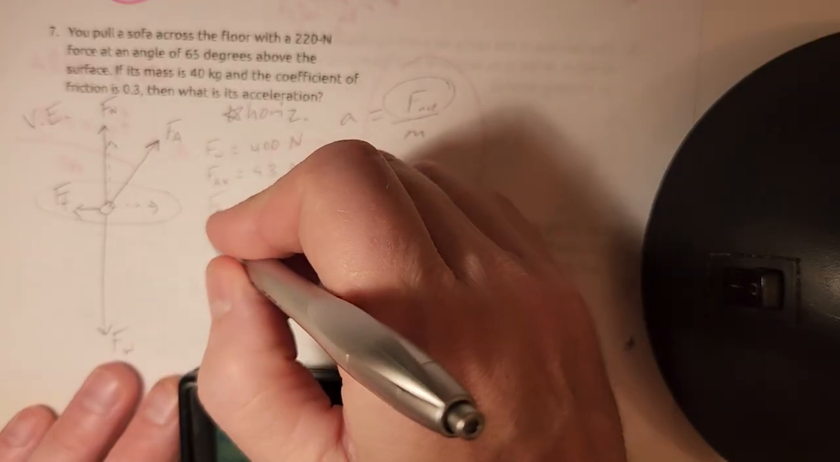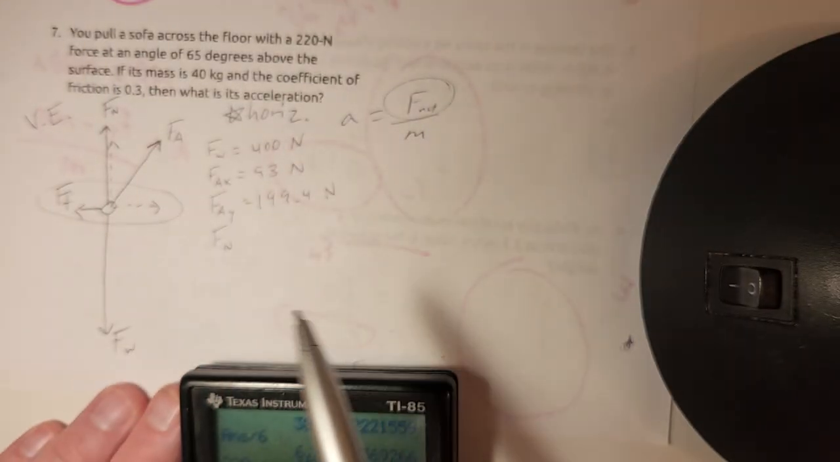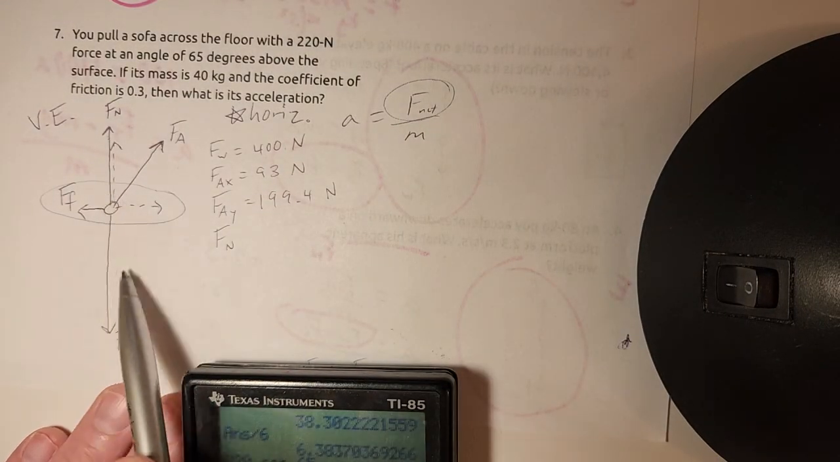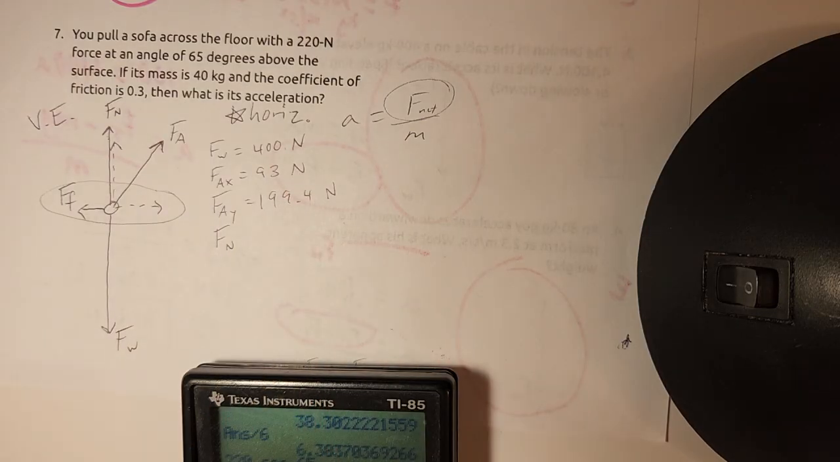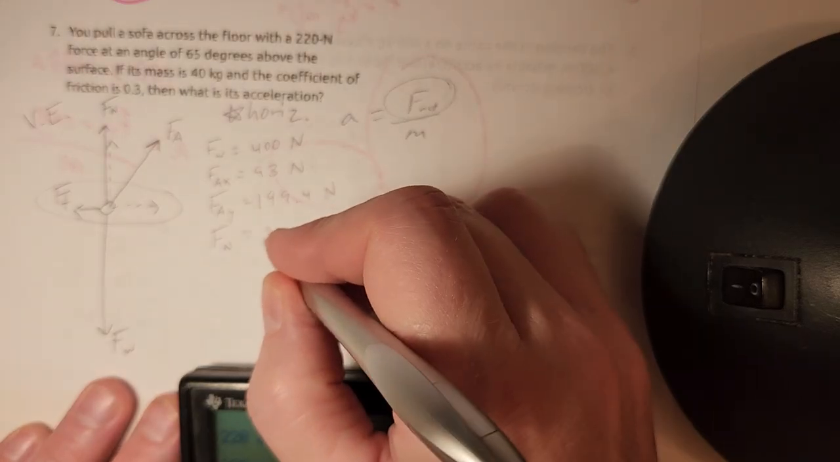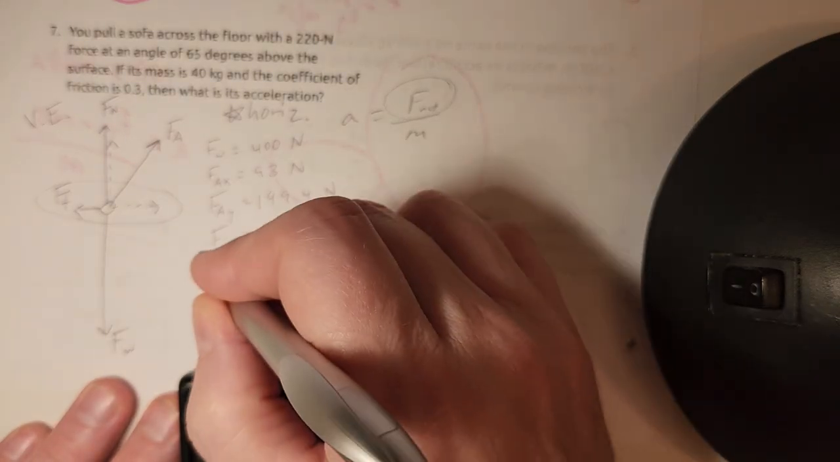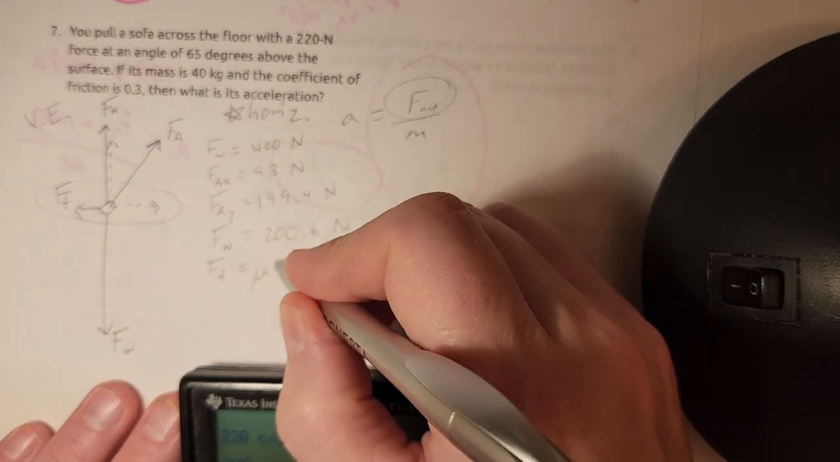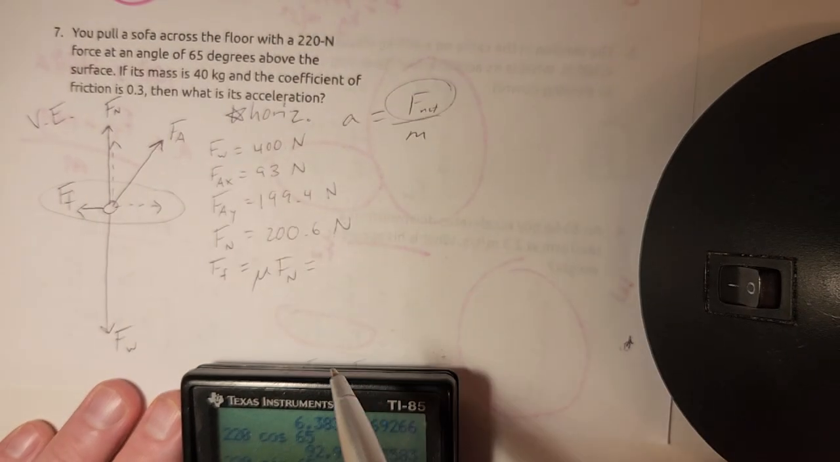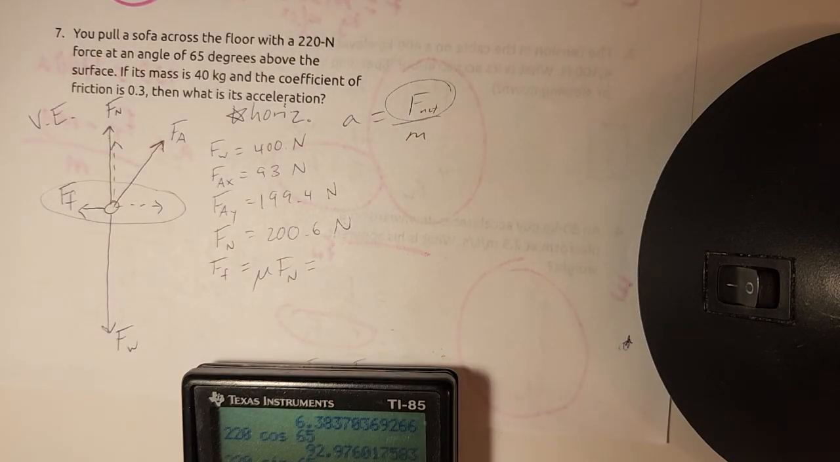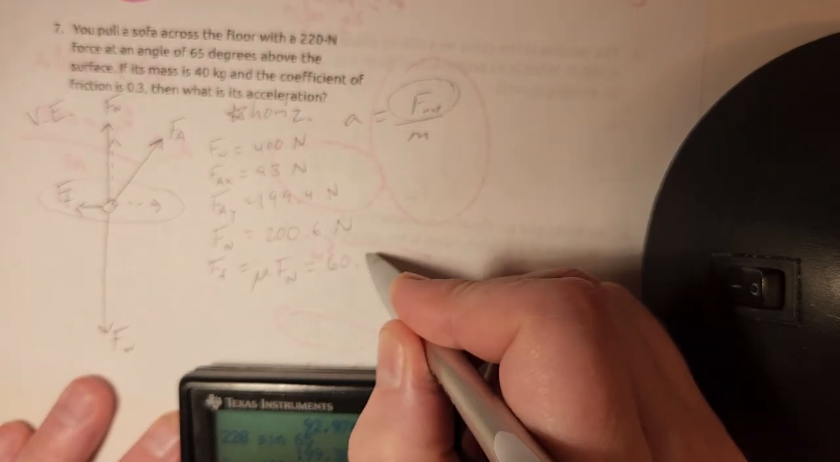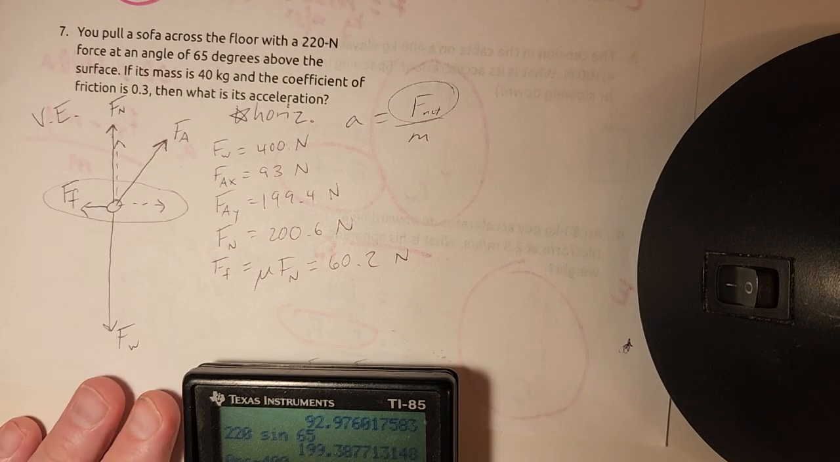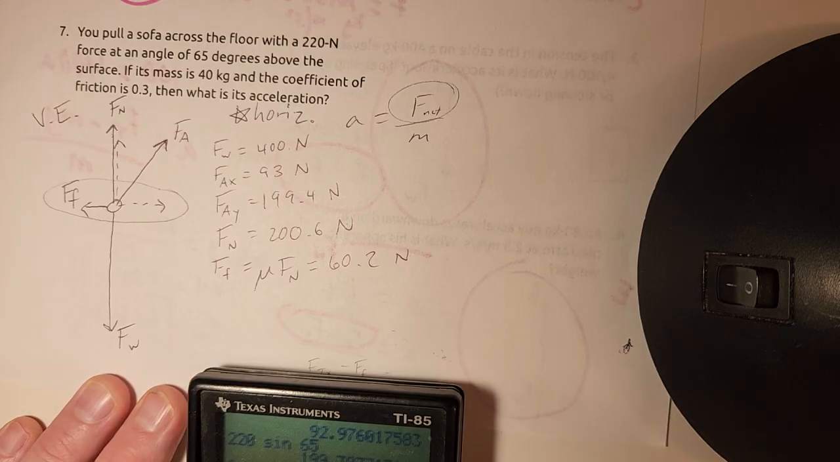The normal force, if you do some quick math, I know that the normal force and the vertical component add up to 400, so just do 400 minus that. And so we get 200.6. Now I can do the frictional force, which is mu times the normal force, which is going to be 0.3 times that, 60.2 newtons. And now I have the makings of a quick solution.